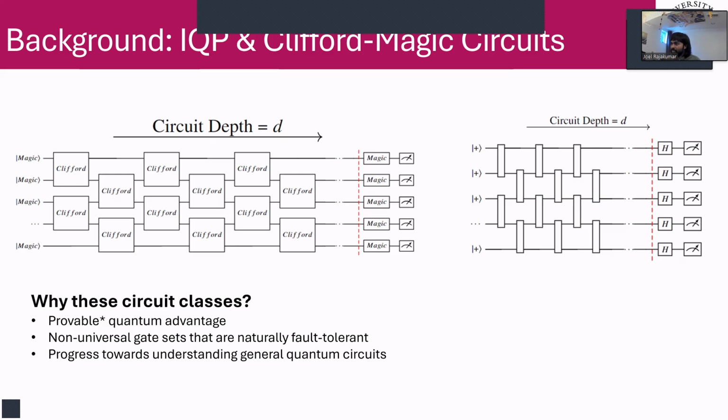And really, the reason why we were thinking about Clifford magic circuits is we were trying to make progress towards general quantum circuits. For example, certain properties of random circuits resemble random Clifford circuits, like second, third moment quantities. So we were trying to make progress towards random quantum circuits, and we chose Clifford magic circuits as an example, a step along the way.